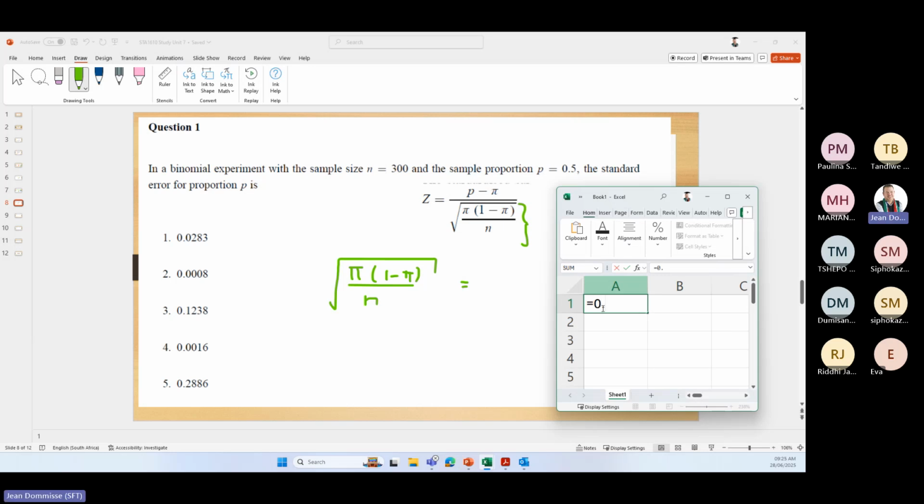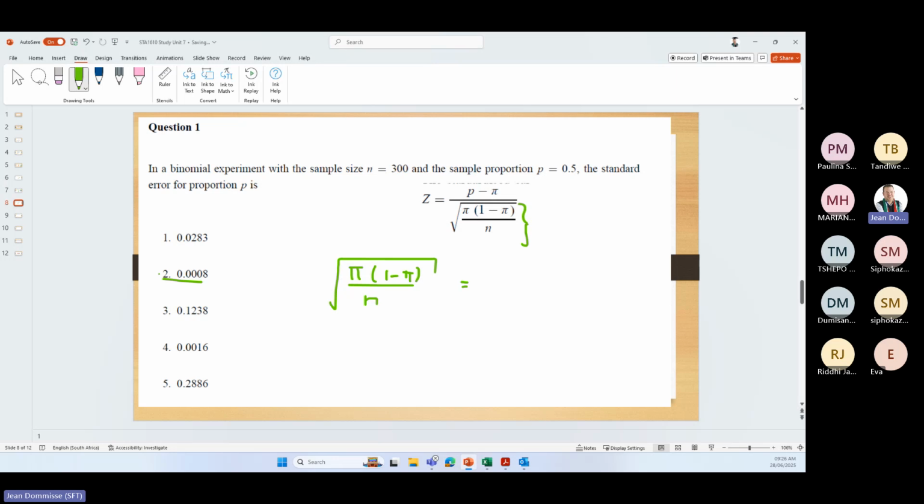So 0.5 times 1 minus 0.5. Okay, so that's the top component. Then we need to divide that by n. n is 300. Already when we do that, we've only done the inside of this calculation, and there's one of the answers.